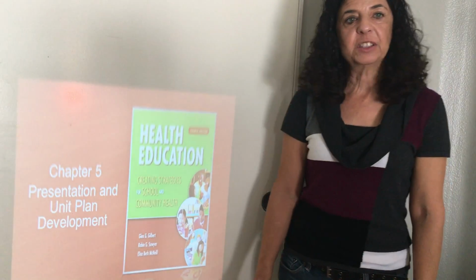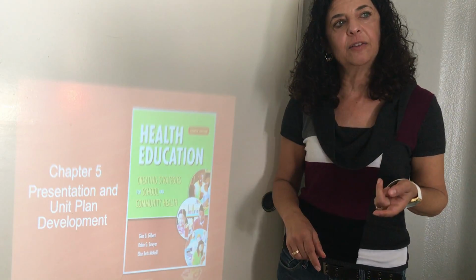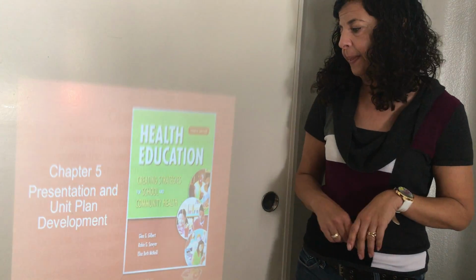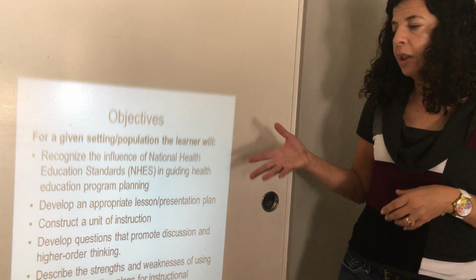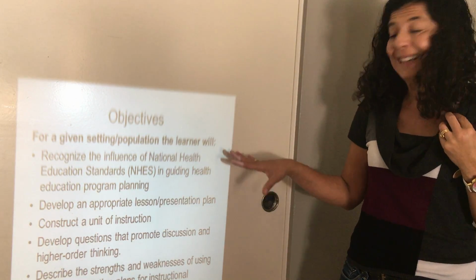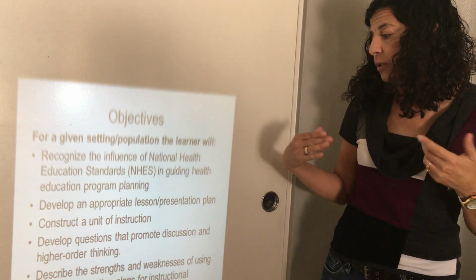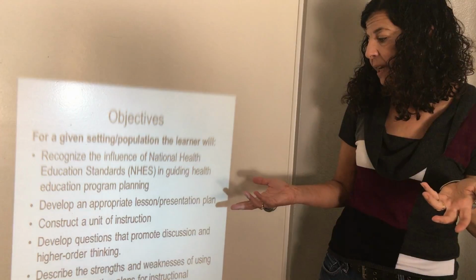Today we're going to go over Chapter 5, and this chapter is going to be particularly important as you get ready for Assignment 3. So the overall objectives for developing a unit plan are to, first of all, recognize the national health education standards, and then to develop an appropriate lesson plan.